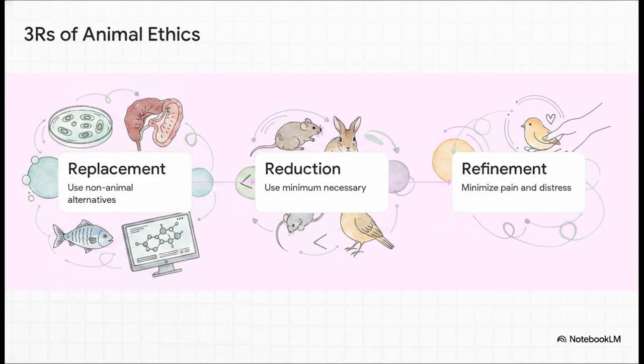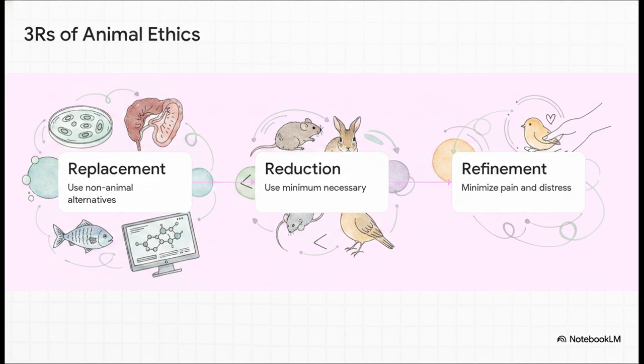Step 1 is replacement. Thanks to amazing modern technology like advanced computer modeling or even testing on lab-grown human tissues, researchers have to stop and ask, can we completely replace the use of animals for this study? If the answer is truly no, then we move to step 2, which is reduction. This means using rigorous statistical analysis to determine the absolute minimum number of animals necessary to still get valid, scientifically sound results. And step 3 is refinement.